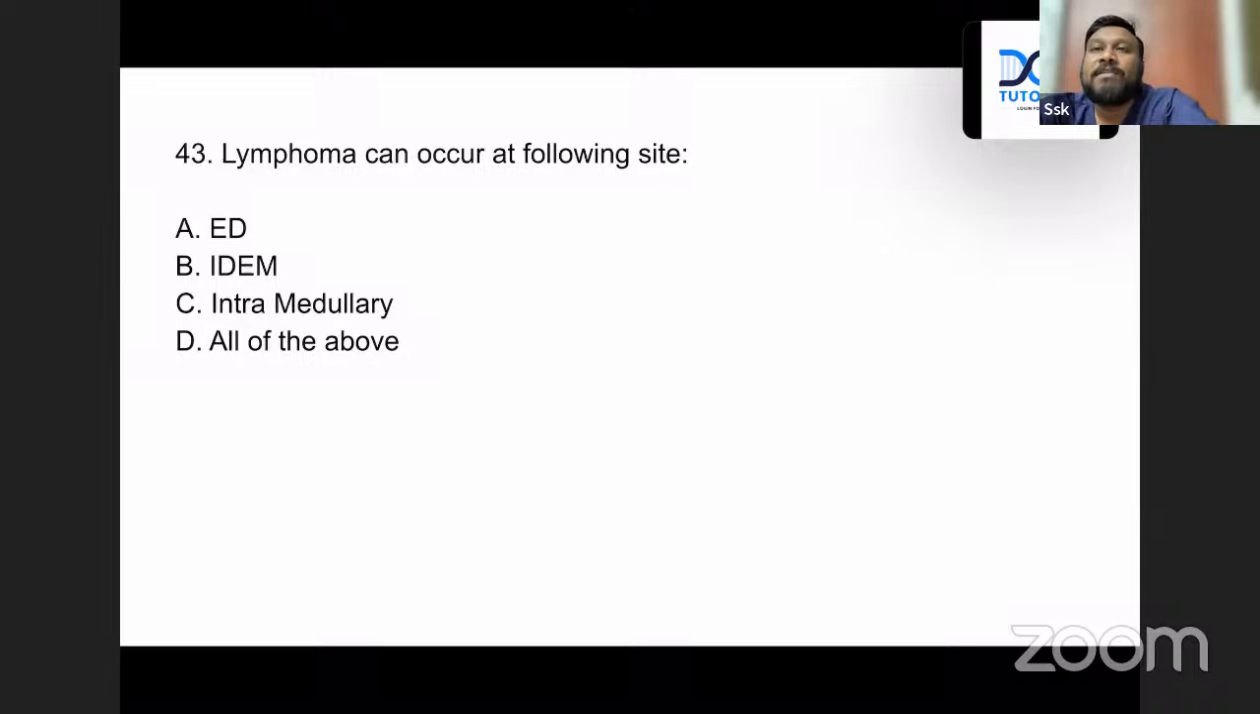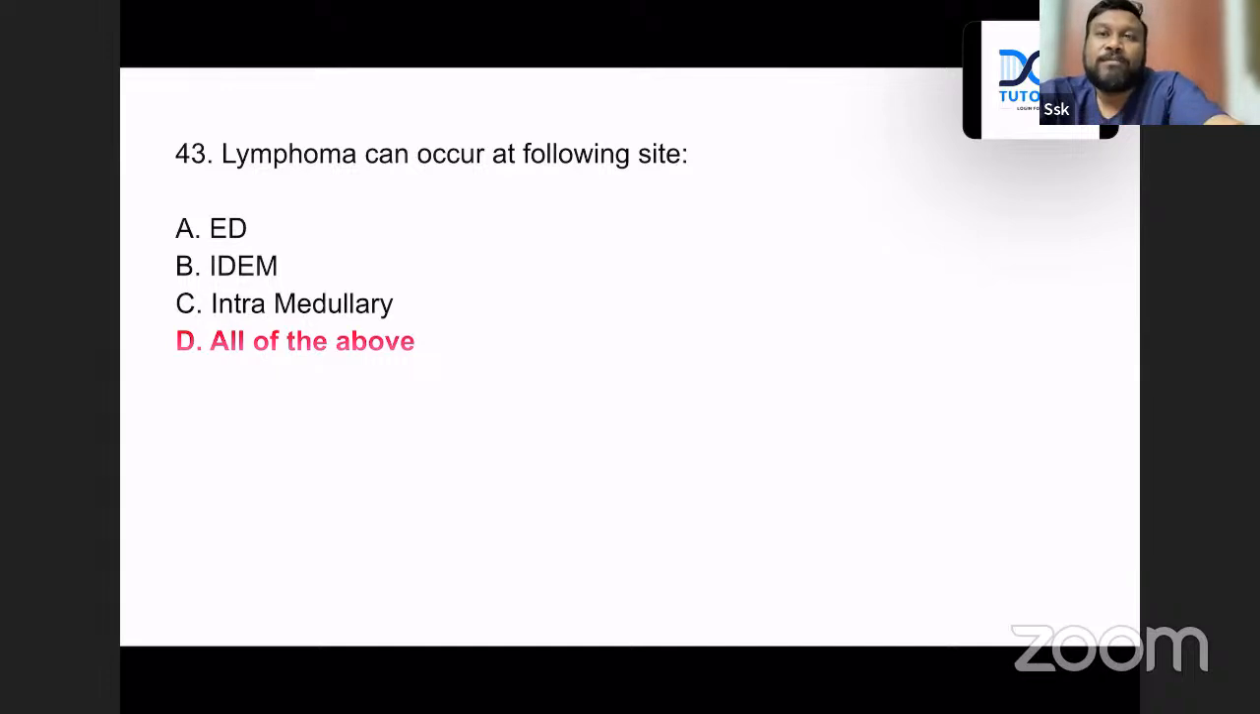Lymphoma can occur at all of the following sites. So it can happen in extradural or intradural extramedullary or intramedullary. It can happen at all sites. So the answer is all of the above. Lymphomas are not very common in the spinal cord.